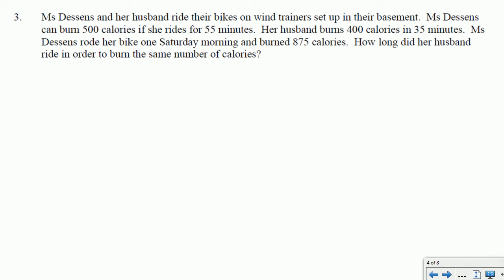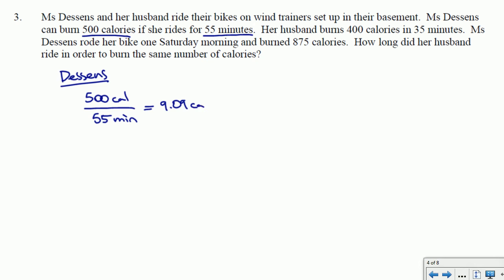So we can start by figuring out the rate of calories burned by Miss Dessens. On the wind trainer, she burns 500 calories over 55 minutes. So we simply go 500 calories divided by 55 minutes. And in our calculator, we just go 500 divided by 55, and that gives us 9.09 calories per minute.